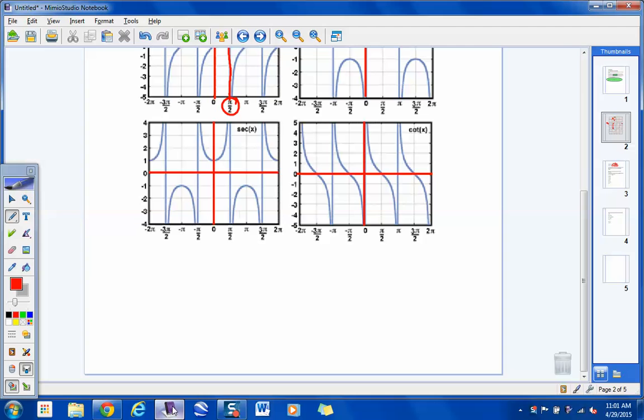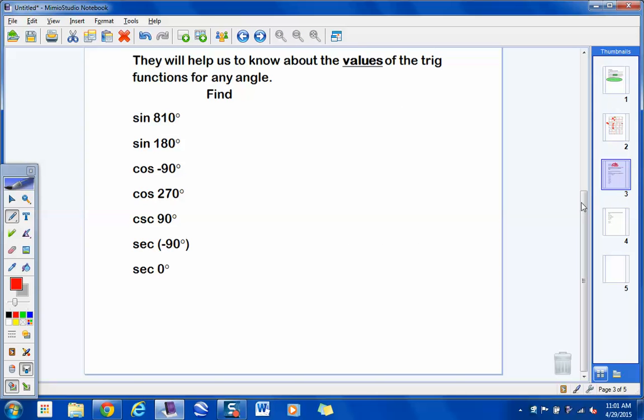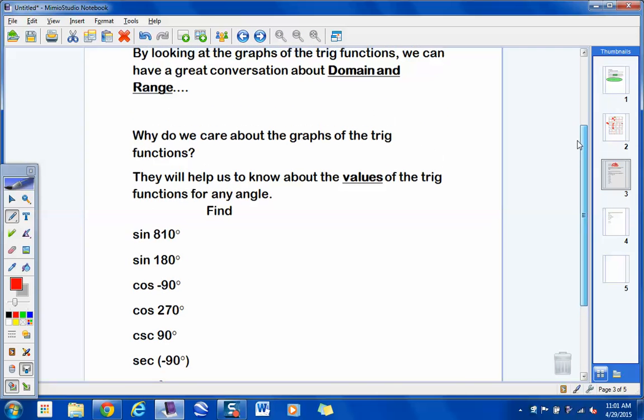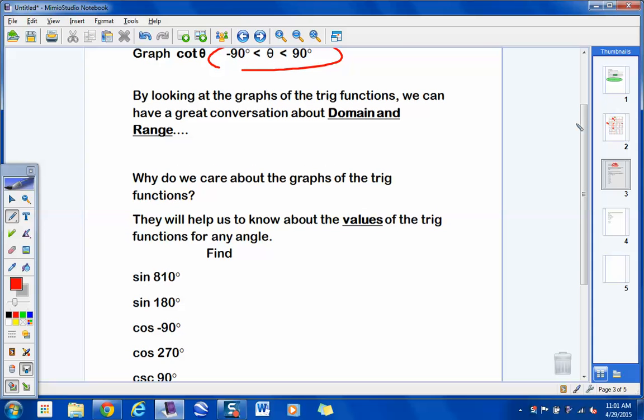All right, let's see where we're at, notes-wise. So, if they say anything about graphing stuff within a window, where are you going? Yes. Okay. The part that gets kind of confusing is going to be this part. It says, by looking at the graphs of trig functions, we can have a great conversation about what it means to have domain and range. When I talk about domain and range, do the domain numbers belong to x values or y values?